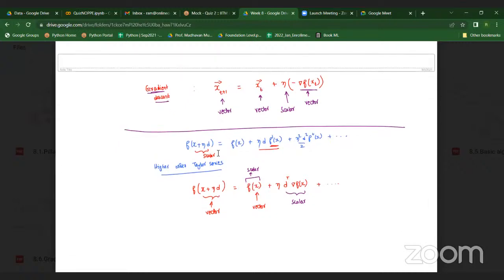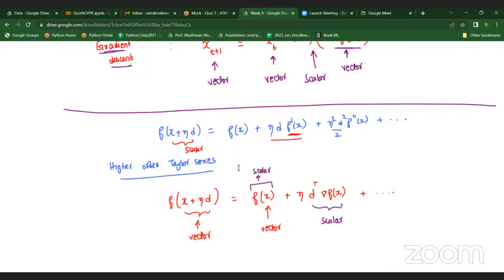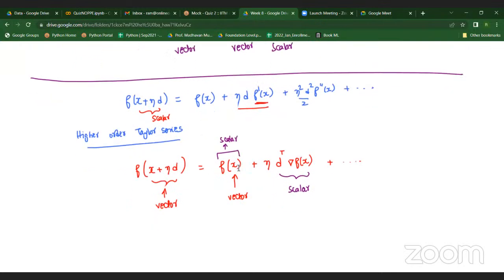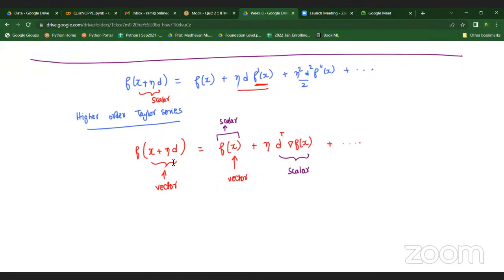The gradient, I mean the Taylor series, right? The Taylor series for higher order is going to be f of x plus eta d equals f of x plus eta d transpose del f of x. It's going to be d transpose because even though x plus eta d is a vector, f of x plus eta d is going to be a scalar. Okay, and f of x is going to be a scalar.